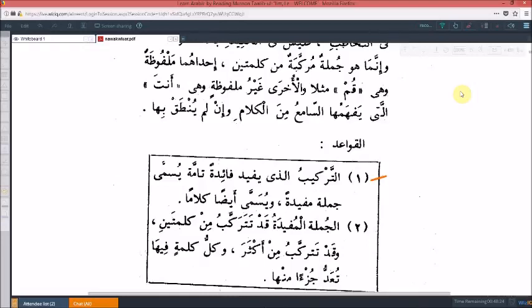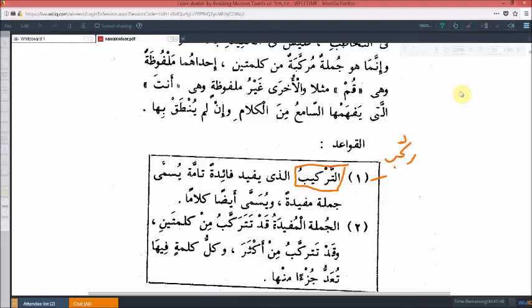A tarkib. Tarkib is from rakaba, right? Meaning to put something together. For instance, if you go to IKEA and you buy a bookshelf, if you want to pay for the tarkib, meaning for them to put the shelf together, you can. They'll take the parts and put them together. So tarkib is to put something together, the combination of things, right?